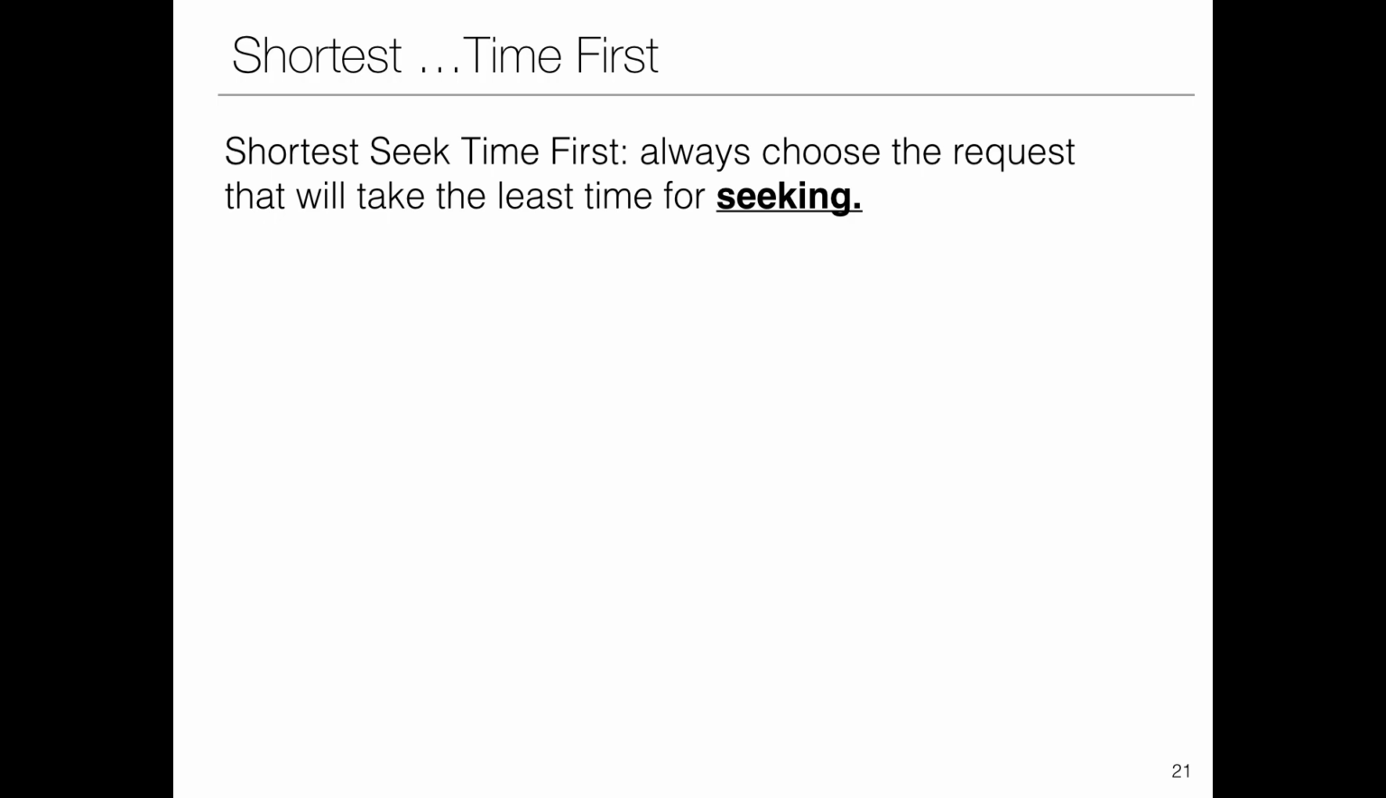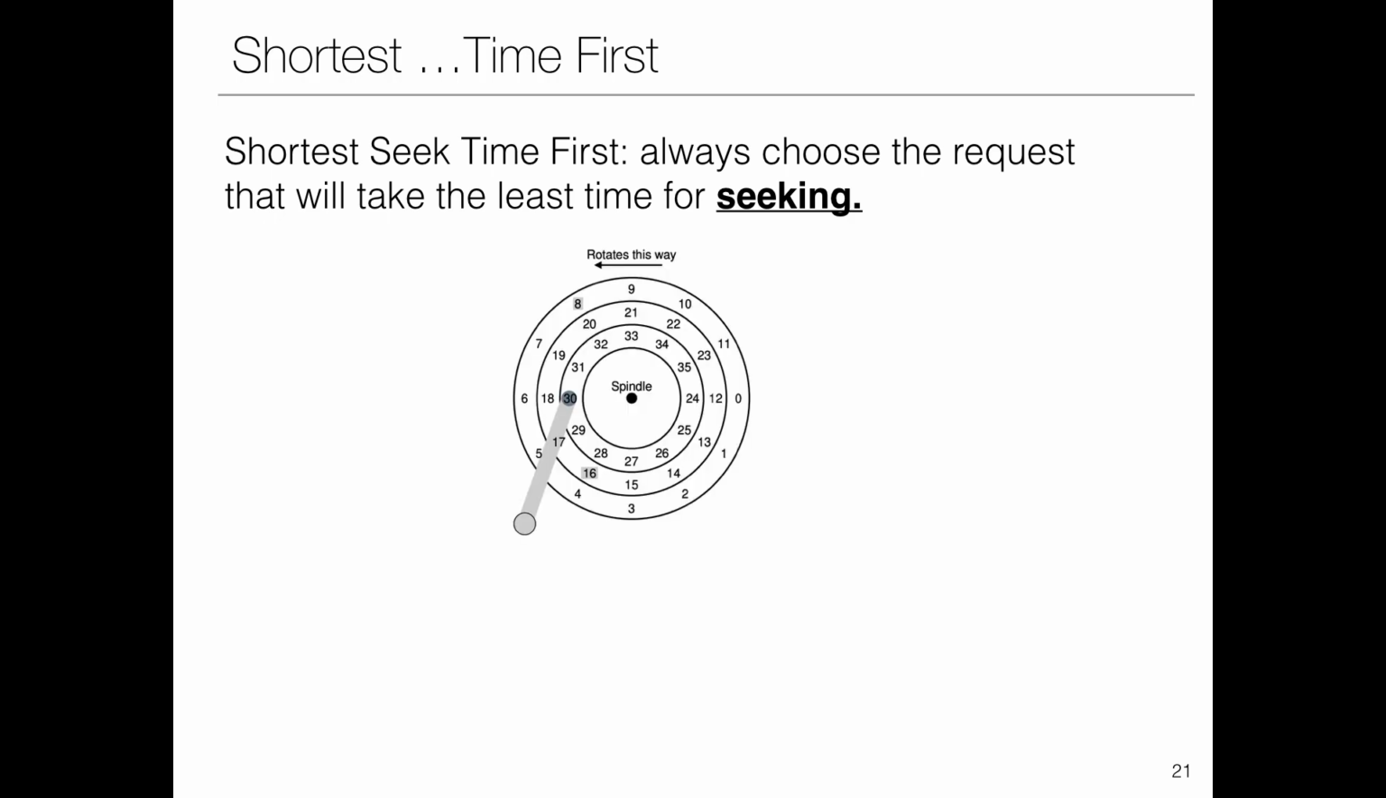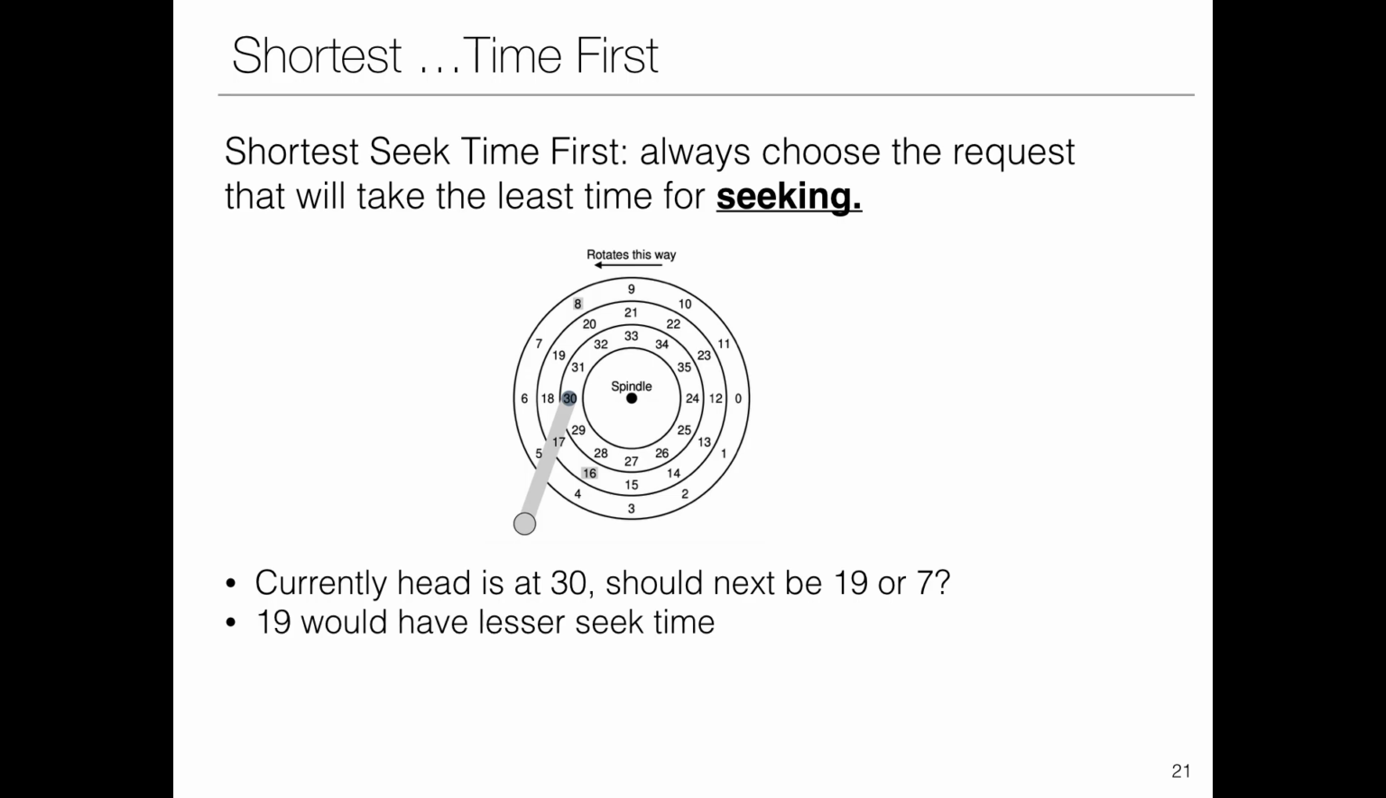Okay, then we can come up with some other algorithms, like shortest seek time first. The idea is fairly simple: you choose the request that will take the least time for seeking. Seeking is moving across tracks. So let's say the head is currently at 30. For the next request that you want to serve, we have 2 options, 19 or 7. Which of them do you think will be chosen? 19, right? Given that 19 is closer in terms of the seek required compared to 7. It's a fairly simple choice, you save some time.